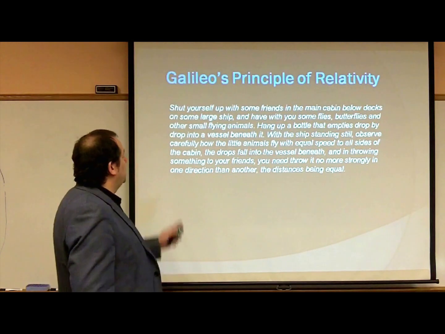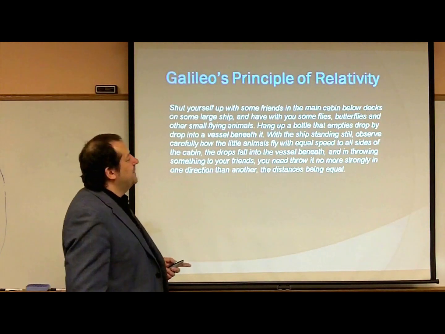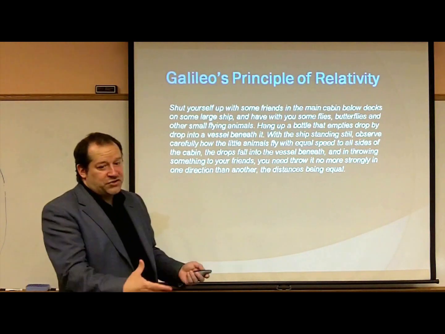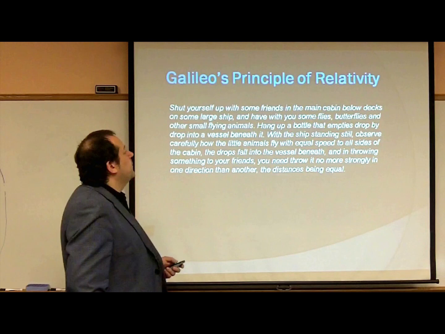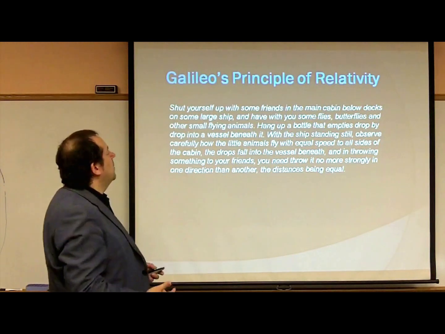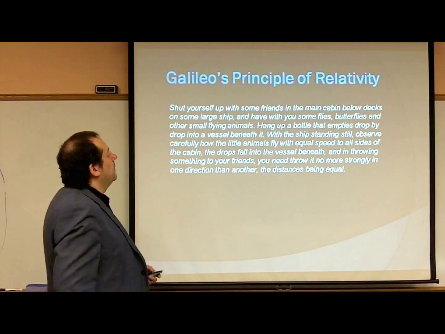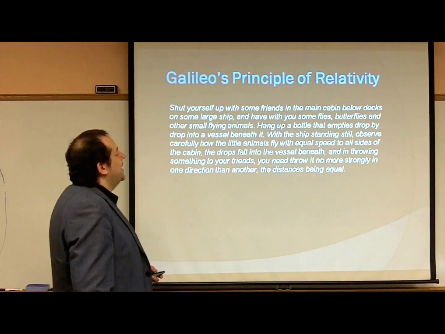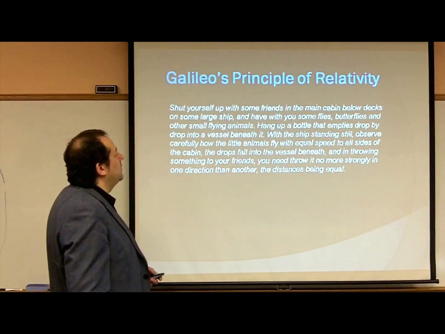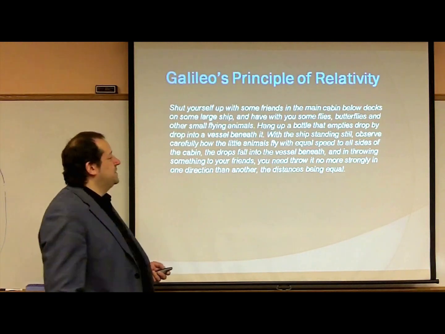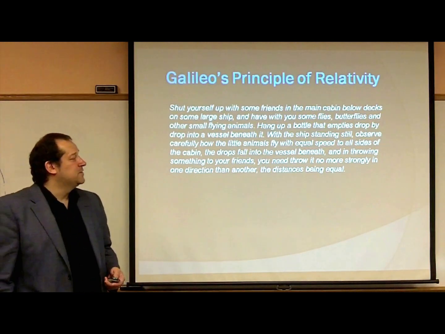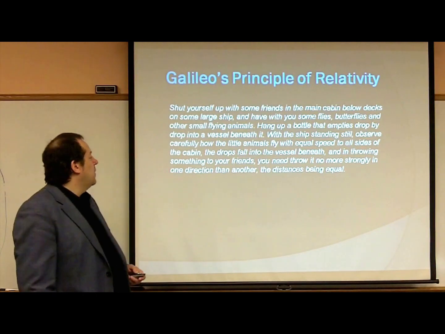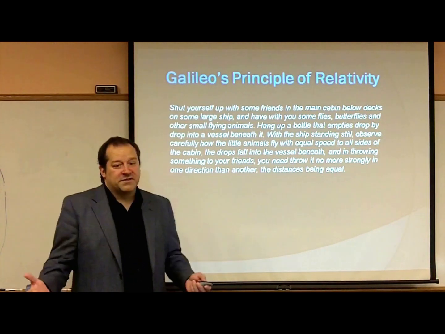And what he said was, shut yourself up with some friends in the main cabin below decks on some large ship. And this is with the ship not moving at all, by the way. Have with you some flies, butterflies, other small flying animals. Hang up a bottle that empties drop by drop into a vessel directly beneath it. With the ship standing still, observe carefully how the little animals fly with equal speed to all sides of the cabin. The drops fall into the vessel beneath, and in throwing something to your friend, you need throw it no more strongly in one direction than another, the distances being equal.